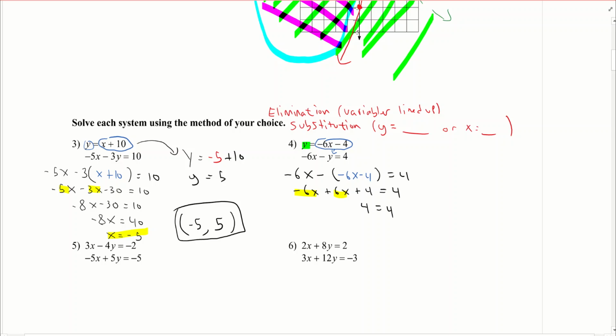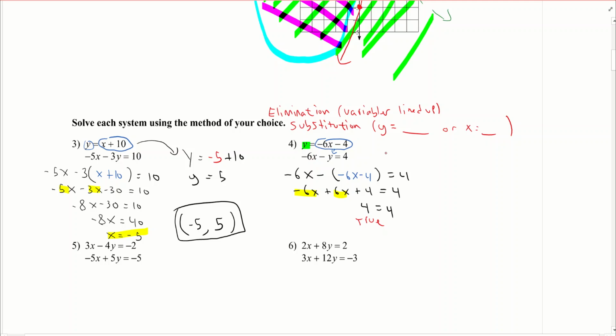Notice you don't have a variable anymore, right? We just have 4 equals 4, which means what? Okay, what does that mean? Notice please that this is a true statement, which tells us what it means. But just to show you what's happening, let's go back up to this and look at this bottom equation. Let's solve it. Let's put it in y equals mx plus b form real quick, just so you can see something.